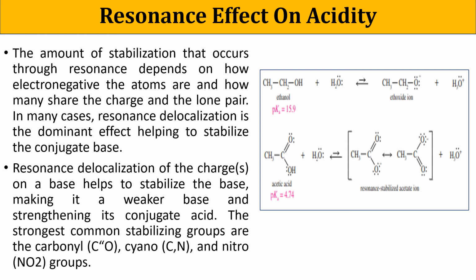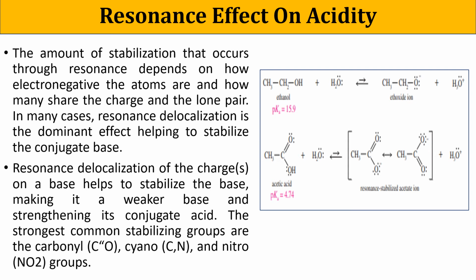For example, acetic acid is over 11 pKa units more acidic than ethanol, as shown in the figure. This large difference is due to the enhanced stability of the acetate ion, which is the conjugate base of acetic acid. The negative charge in the acetate ion is delocalized over two oxygen atoms, in contrast to the ethoxide ion, which has its negative charge localized on its single oxygen atom.